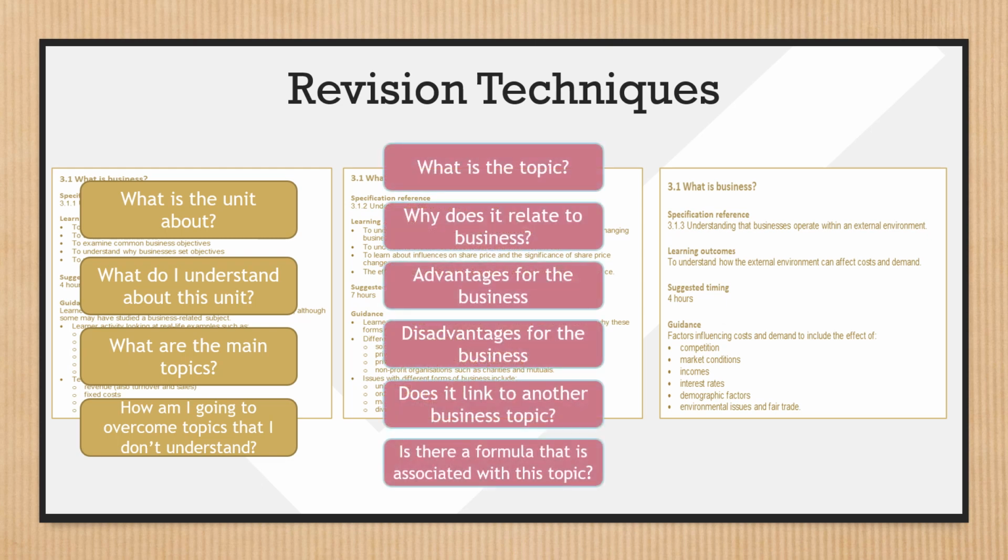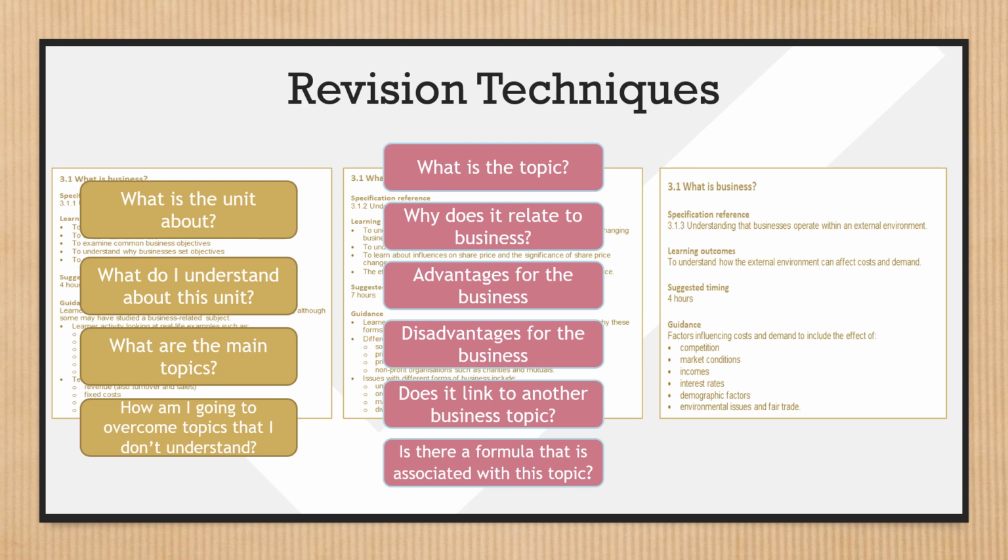The next thing I would do, once you've got a revision list for Unit 1, I would be saying things like, what is this topic? What's it about? Why does it relate to business? Is really important. So for example, again, take that topic, sole traders. What is that topic? Why does it relate to businesses? What's the advantages, say, of being a sole trader? The disadvantages of being a sole trader? How does that topic potentially link to another business topic or another business unit?